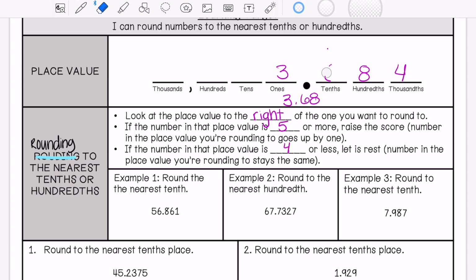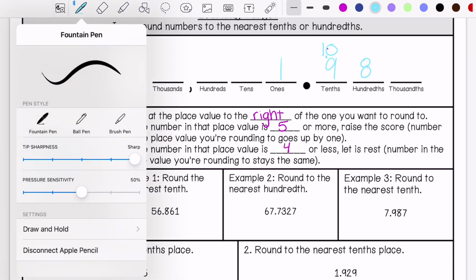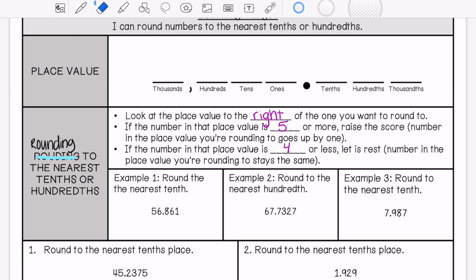So there are some situations where you may have, for example, 1.98, and I'm asked to round to the nearest tenth. I look here, I'm going to raise the score, but you can't put a 10 here in this place value. You only can put one digit in that place number. So if this goes up to 10, this actually ends up being a whole number. So I round this to 2.0.